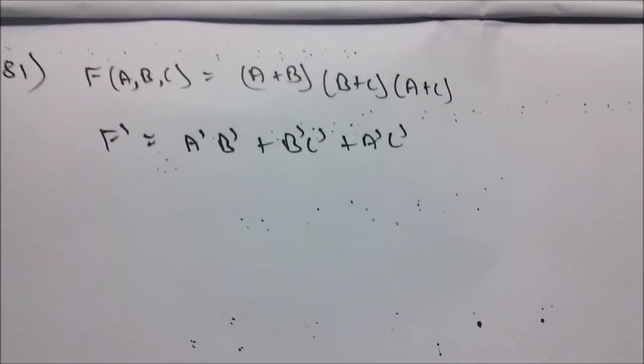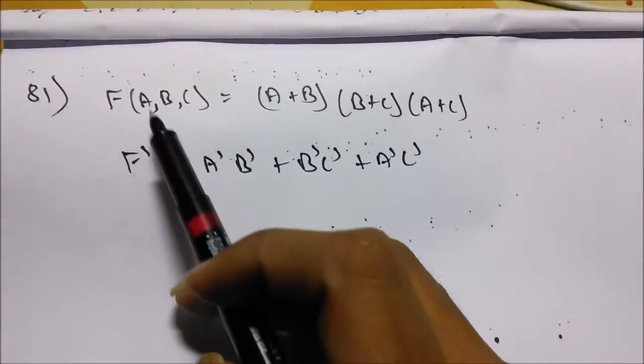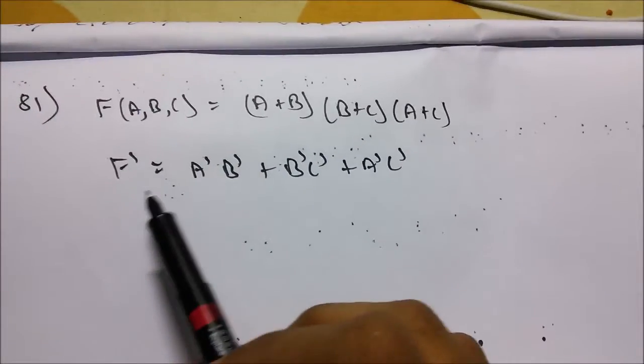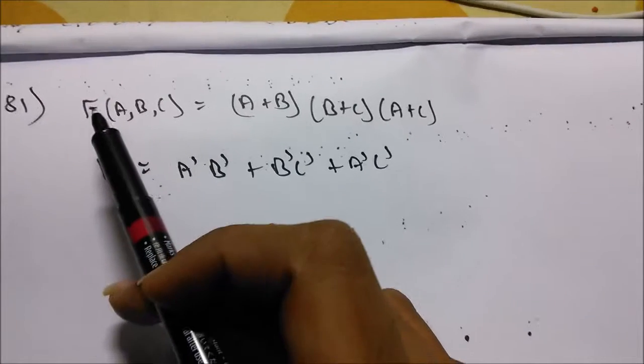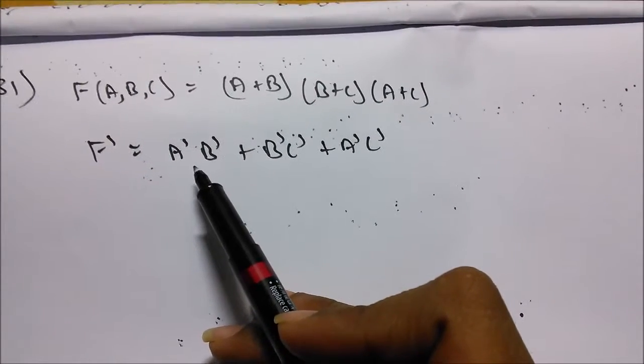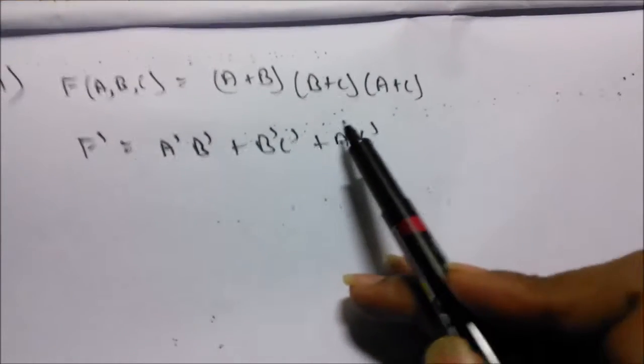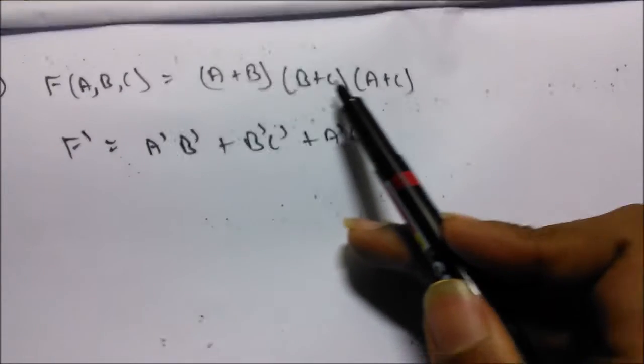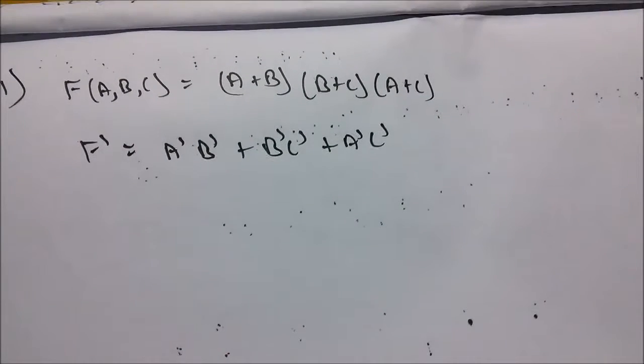POS form. The given expression is f is equal to a plus b into b plus c into a plus c. The solution to the following question is here. In solving the 81st question, this is the given equation and this is the final answer. Here we see that we've taken a complement of the function to obtain the required SOP form, whereas here in the question it is in the POS form.